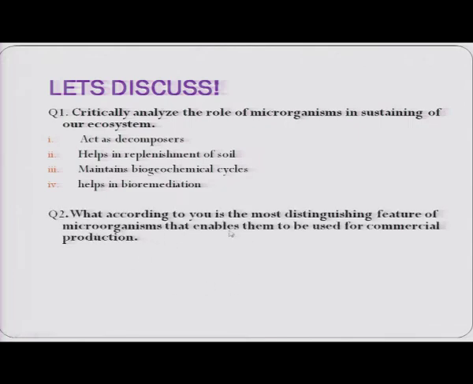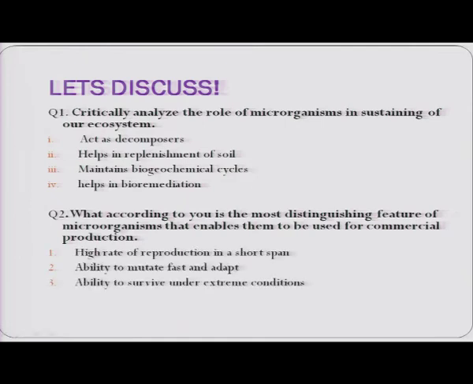Second question, what according to you is the most distinguishing feature of microorganisms that enables them to be used for commercial production? Microorganisms have a high rate of reproductive capacity. For example, E. coli bacteria can reproduce in every 20 minutes, and this is the property which is harnessed by industries for commercial level production of various products which can be obtained from these microorganisms. So, they have high rate of reproduction, they can reproduce at a very fast rate in a short span.